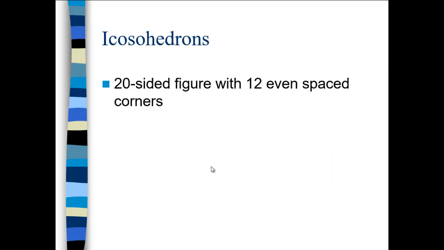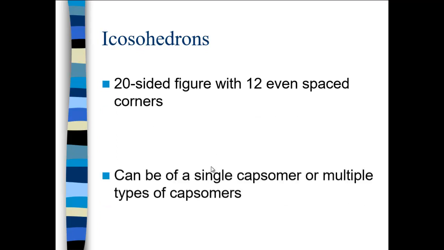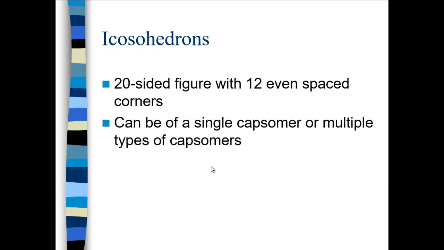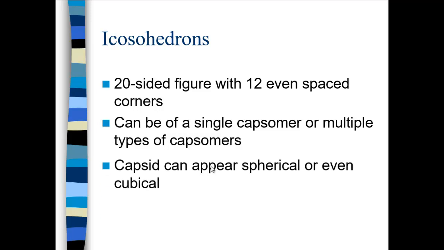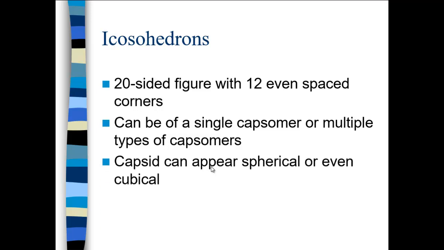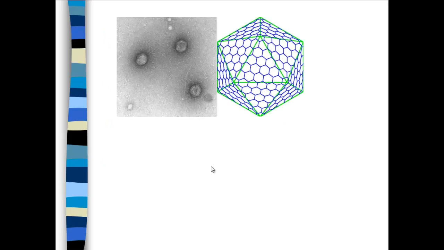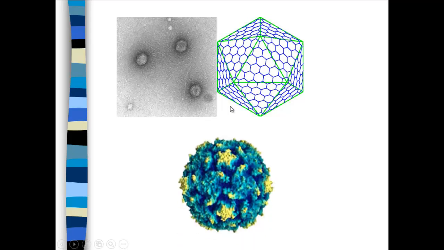Icosahedral capsids. This is a 20-sided figure, and the 20-sided figure has 12 evenly spaced corners. You can have a single type of capsomer, or you can have different types of capsomers. You can have a variety in the same virus. And the capsid will appear spherical. Some of them appear cubical. Here's an icosahedral virus with no envelope, and you can see that. And here's one that is just a protein diagram. It's not an actual picture of the virus, but it shows that it approximates a spherical shape.